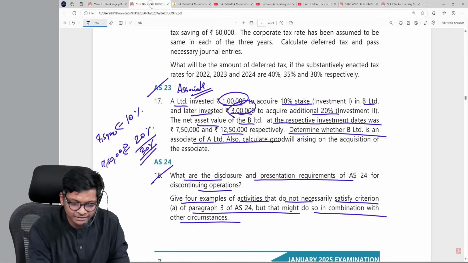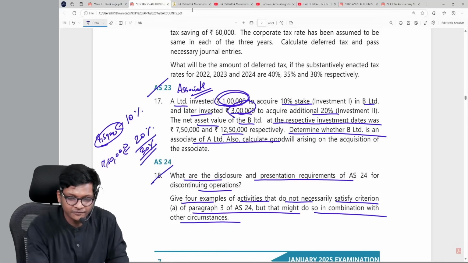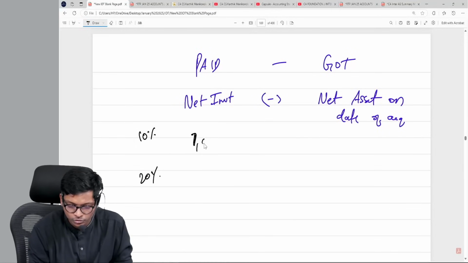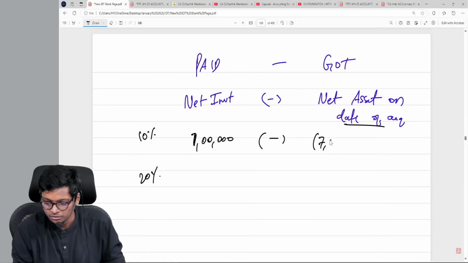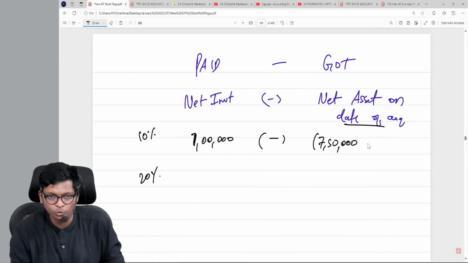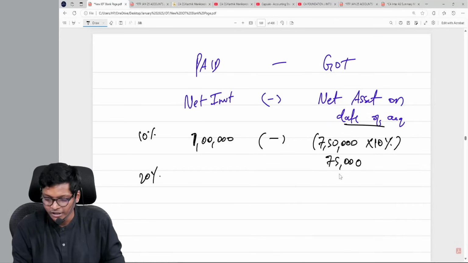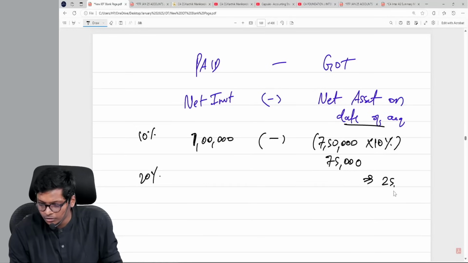For 10%, first I invested 1 lakh and you got how much, guys? 7 lakh 50. Correct? So first time I invested 1 lakh and net asset on date of acquisition is how much? 7 lakh 50,000 you got. But in that you got only 10%, which is how much? 75. For something worth 75,000 you paid 1 lakh. So your goodwill will be 25,000.